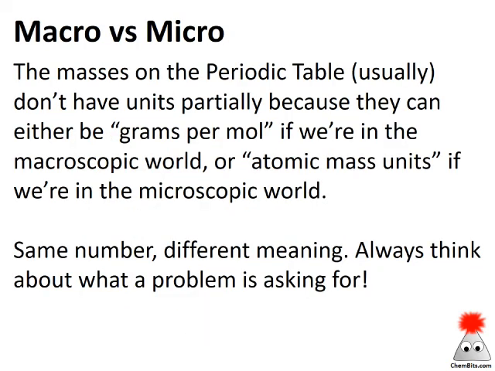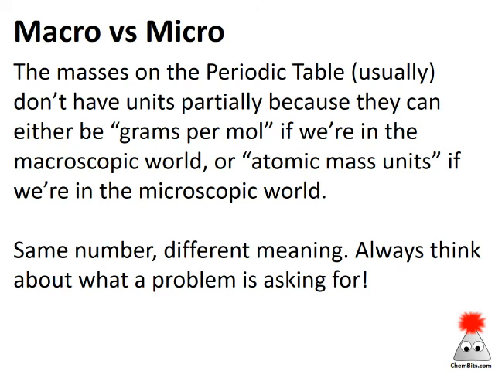Now let me just step back here and re-emphasize the whole macro versus micro thing. I don't know that I've ever seen a periodic table that had units on the masses that were listed, because the mass really depends what we're using it for. So that mass is either, on the microscale, an atomic mass unit if we're looking at the mass of one atom or one formula, or it's in grams per mole if we're looking at the mass of a macroscale sample. So we've got the same number, but depending on the units, it has slightly different meanings. Fortunately, it's a pretty straightforward switch between macro and micro there. So think about what the problem is asking for.